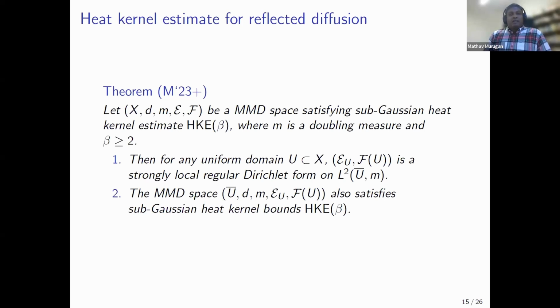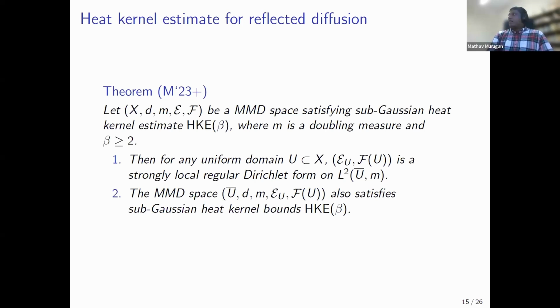And this metric measure space that corresponds to the reflected diffusion, where M has to be restricted to the closure of U, also satisfies the same sub-Gaussian heat kernel bounds with the same exponent beta as the ambient diffusion. So this is a property of the reflected diffusion that's inherited from the ambient diffusion.